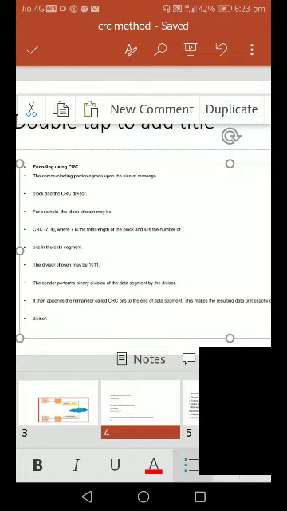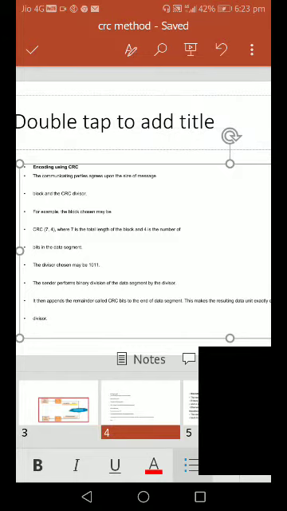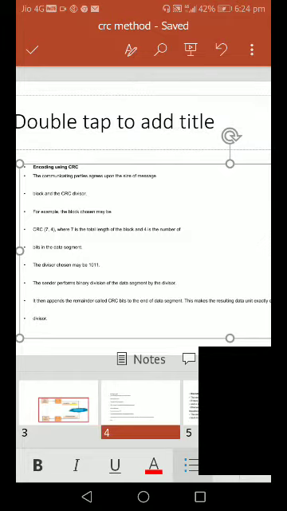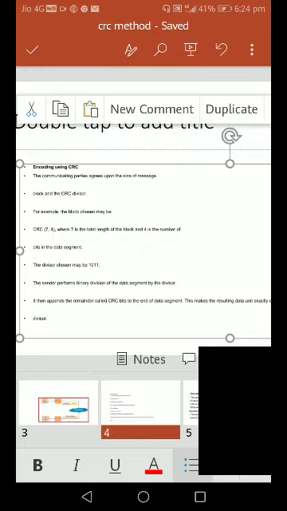Before sending the data, the sender performs binary division of the data segment by the divisor. The divisor chosen, 1011, will be taken as the divisor.